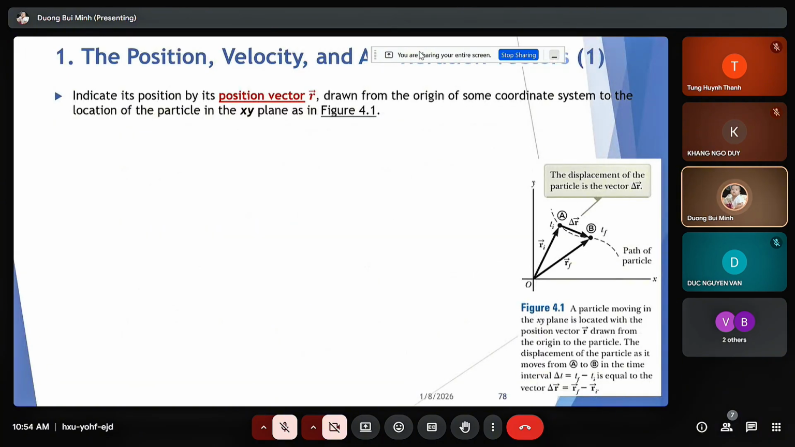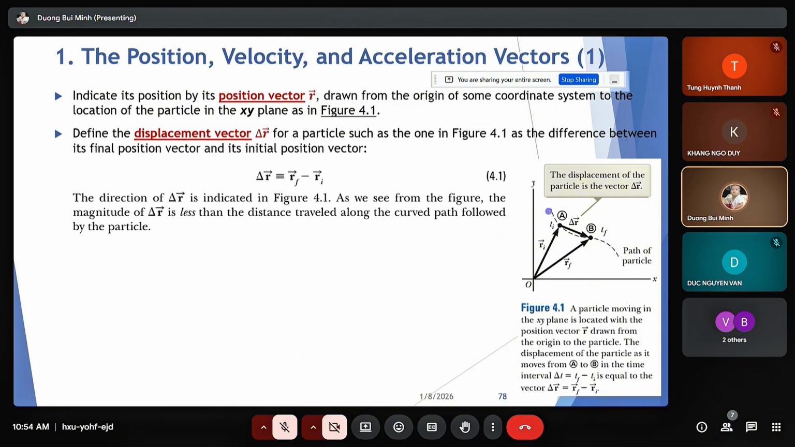Now we go to the first session, the theory. We have the position, velocity, and acceleration vectors. Remember now we have coordinate systems with an x-axis and y-axis. Displacement vectors: r_f minus r_i, you can get delta r.